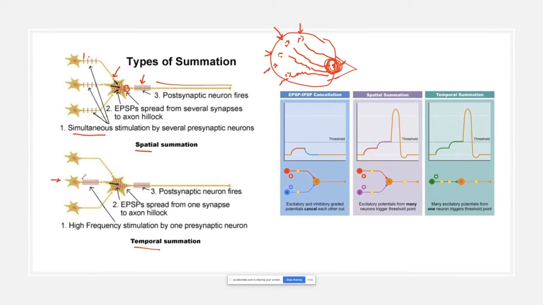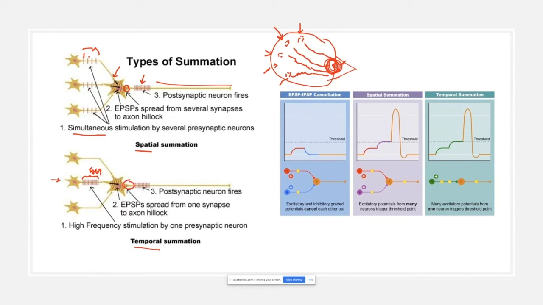Okay, in this case, the single neuron is going to produce several excitatory potentials, but with a very short distance between them, with a very high frequency. Compare the frequency of the excitatory potentials here with the frequency in the one above. Let's say on top we have 4 stimuli per second, and the one below, we have 10 stimuli per second. That is temporal summation, high frequency stimulation by one presynaptic neuron. And at the end, the effect will be the same.